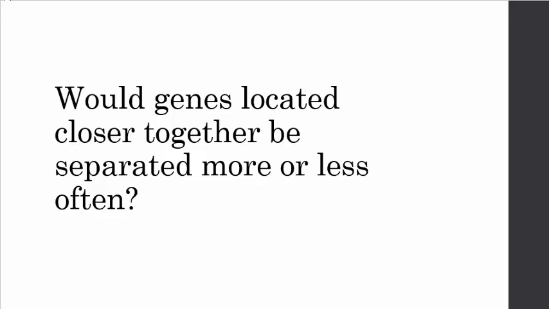Hopefully your answer to the question was less often. They're separated less often, because if you think about it, if this is your whole chromosome, and you have a gene right here and you have a gene right here, there is a lot of potential space where those two things could be cut off. If you have a gene here and a gene here, though, the odds of choosing a number in this teeny tiny little space is quite small.